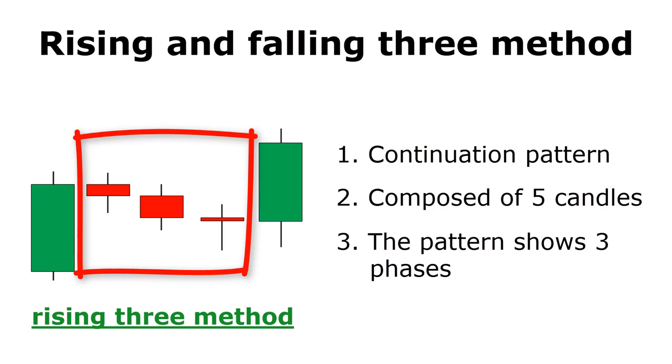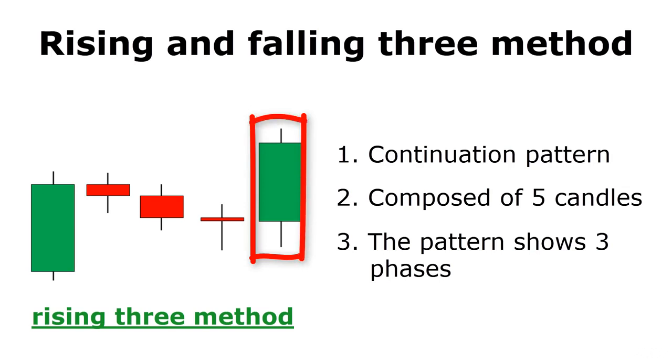This second phase is showing a period of rest from the battle between buyers and sellers. Usually traders say that this is a consolidation phase after a strong trend. The last phase shows a strong green candle that closes above the closing price of the first candle. This means that the market is forming a new high and the uptrend is still there.